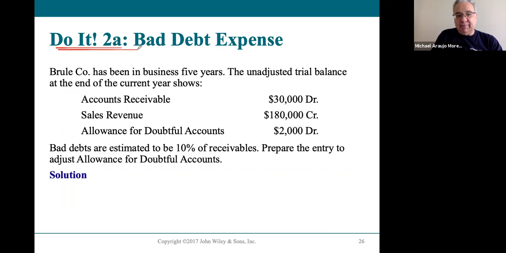They do explain it. So here's the bad debt expense in action for your Do It exercise 2. Now it's 2A because there's 2 parts to learning objective 2.